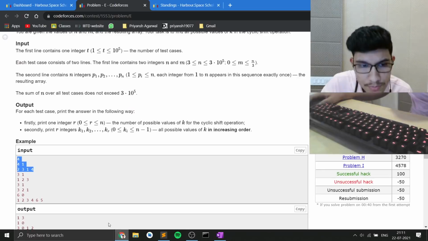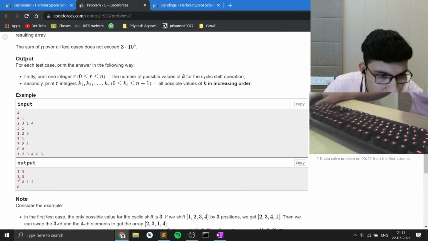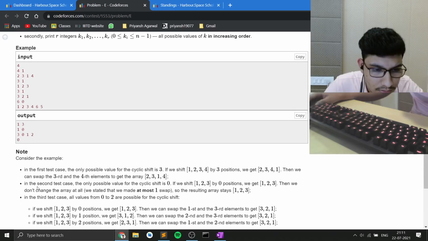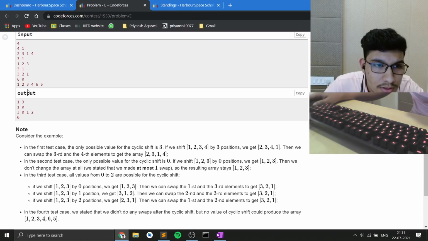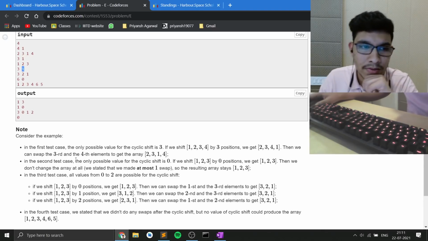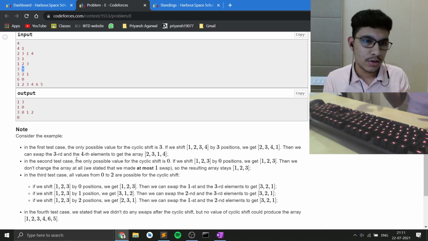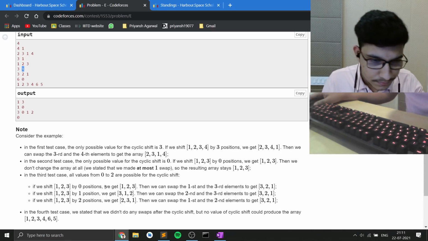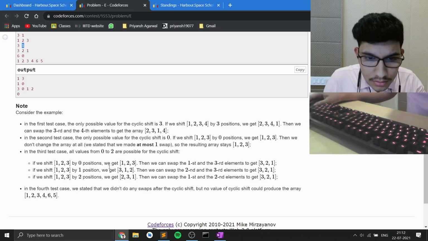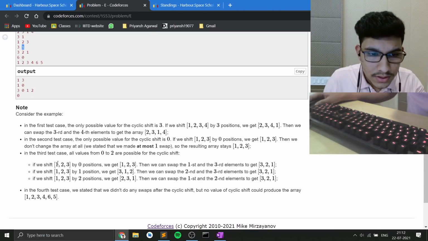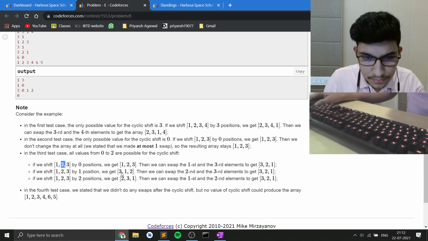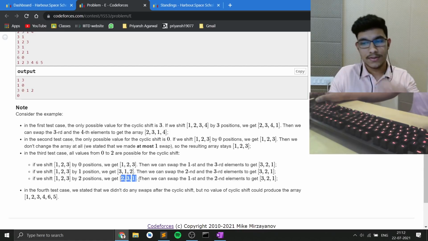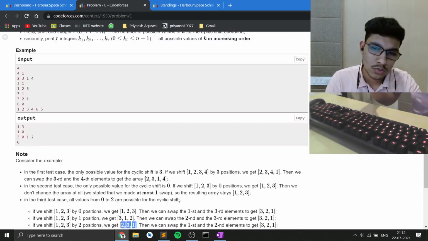So at least n by 3 should be on the right places. For example, in this test case, we have the answer 3, 0, 1, 2. And we were only allowed one swap. So one of them can be on the right place, while the other two can be on different places. If we talk about 3 to 1, then 2 is on the right place here. In this one 2 is on the right place, in this one 3 is on the right place, and in this one 1 is on the right place. Right, so we need at least n by 3 elements to be on the right places.